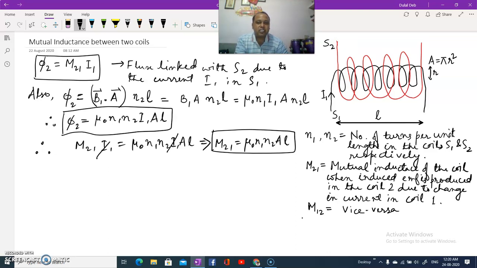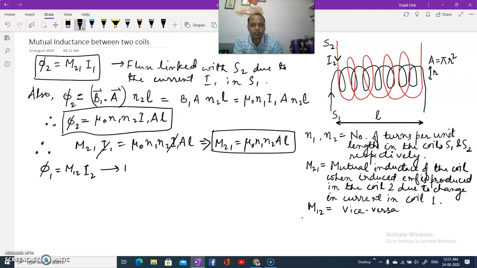Now let us consider the second condition, in which a current I2 flows through S2. There is no current in the first coil, but the current is there in the second coil S2, given by I2. So we are going to calculate the flux linked with the first coil. It will be M12 into the current I2.